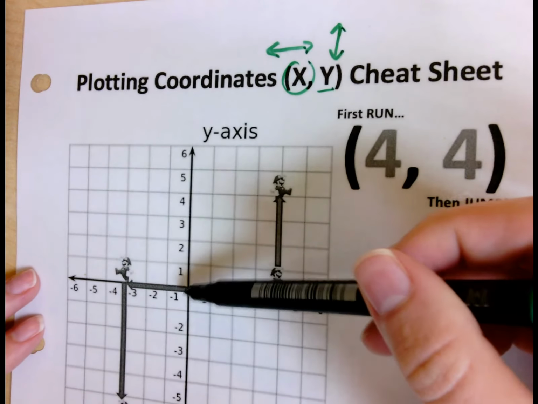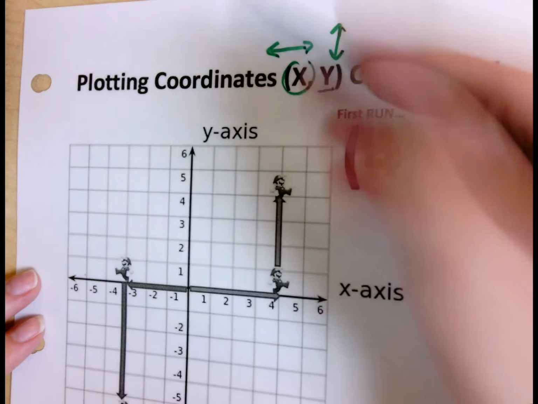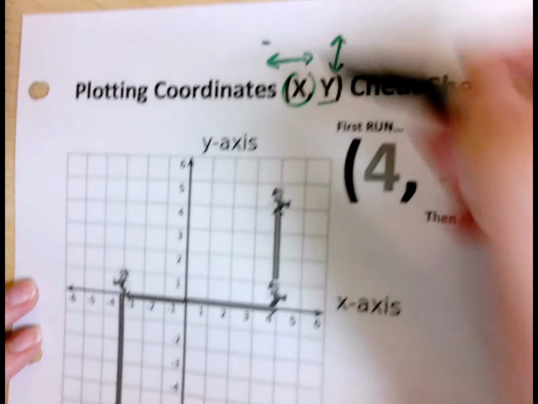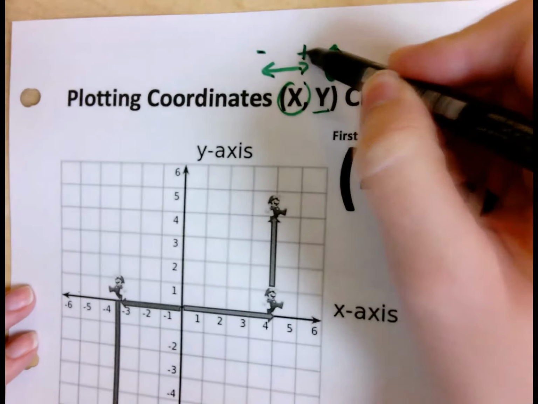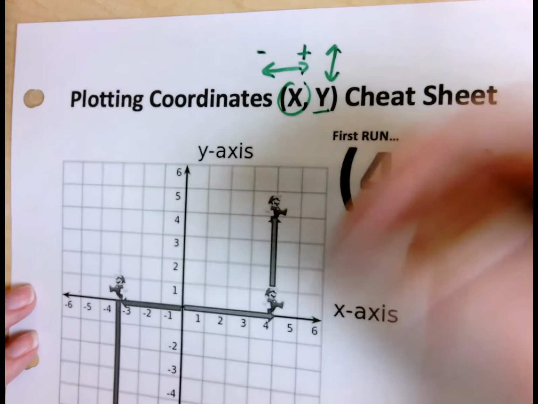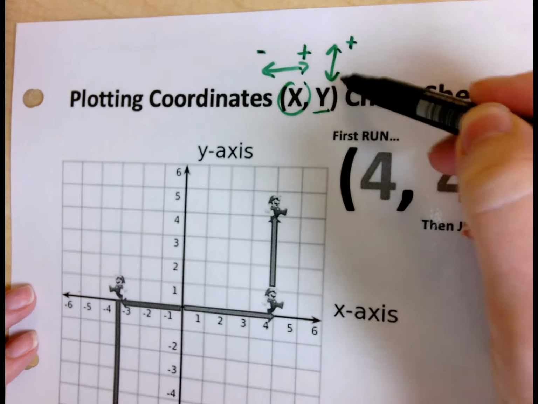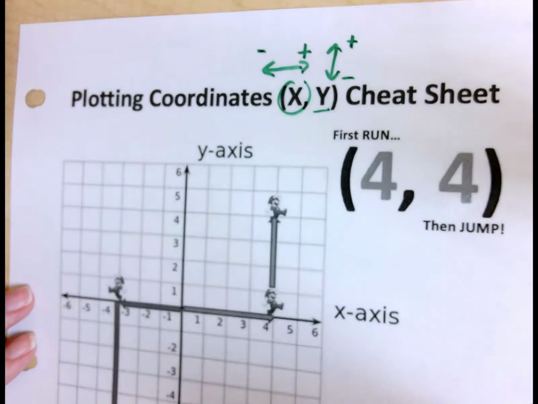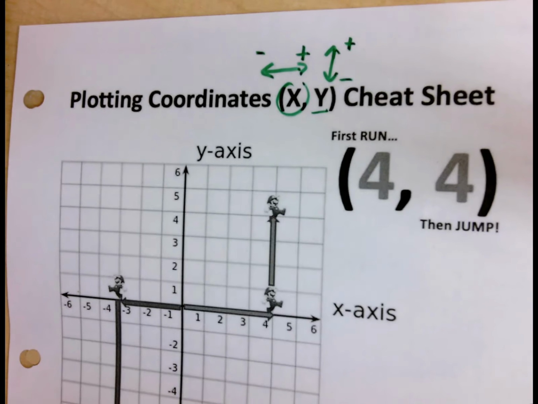When we're moving from the middle to the left, we're going in a negative direction. When we're moving to the right, we're going positive, just like in a number line. Same thing vertically. When you're moving up, you're moving positive. When you're down, you're moving negative. So maybe that will help you remember which directions to go.